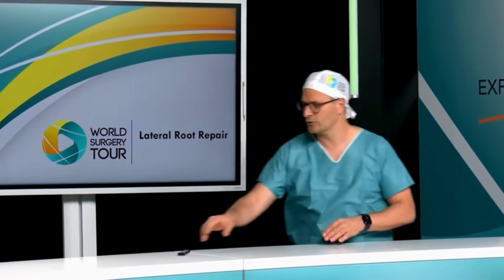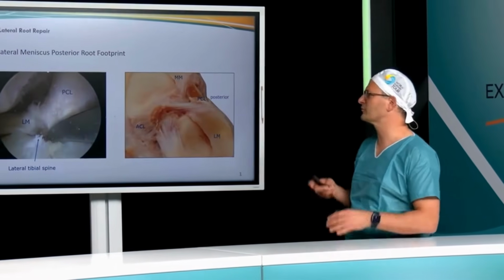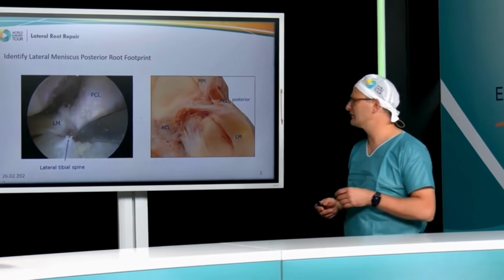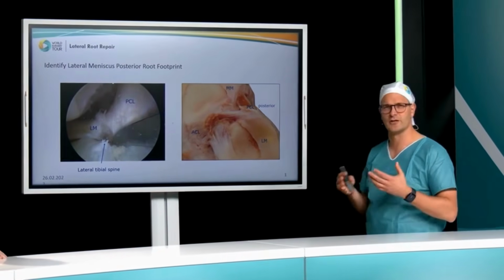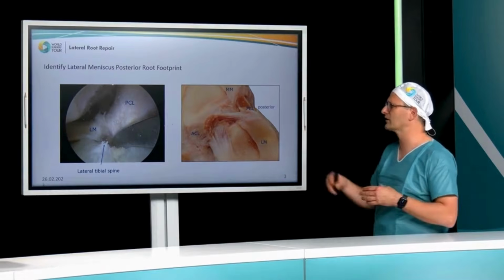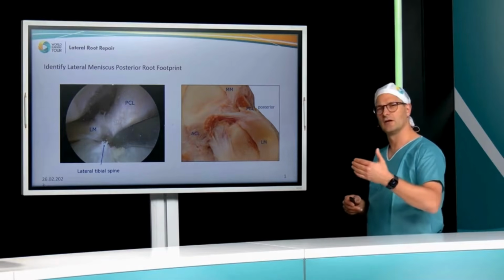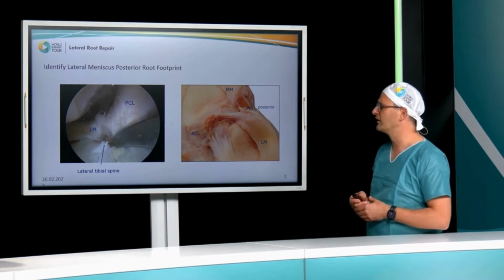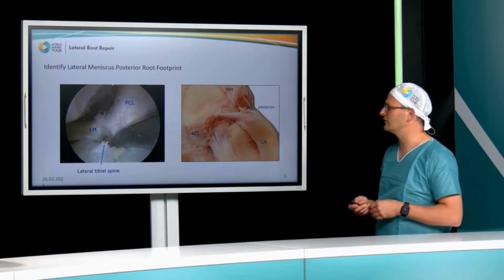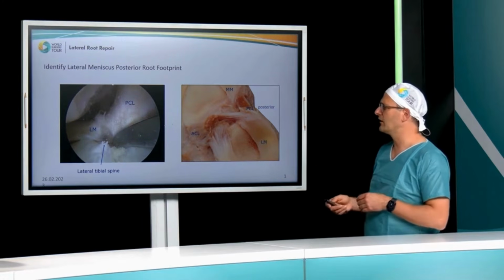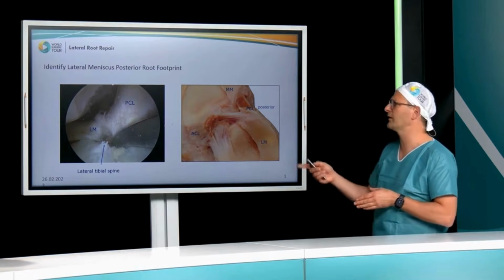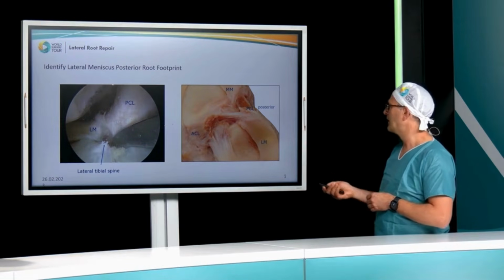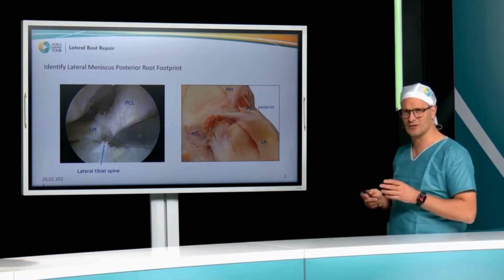And here I would like to show a couple issues that are important, especially when you combine it with an ACL reconstruction. So number one, obviously arthroscopically, it's a two-dimensional picture, so it's important that you have your landmarks that help guide you to the anatomic footprint of the posterior root of the lateral meniscus, which is by the PCL. And it's the lateral spine, so you have to be medial of the lateral spine in front of the PCL.